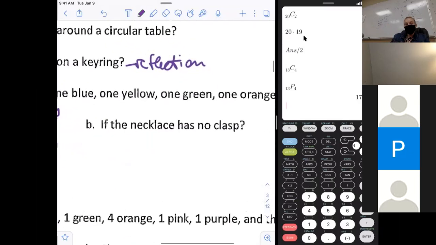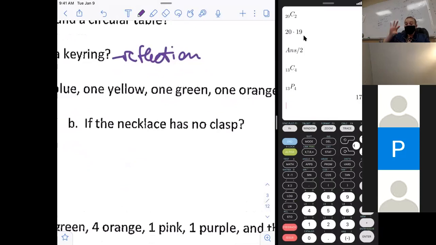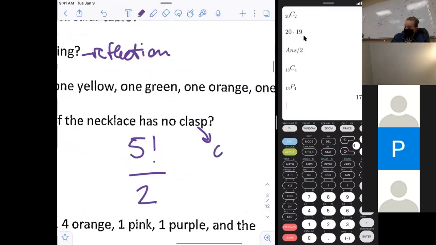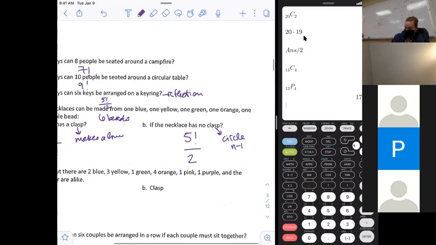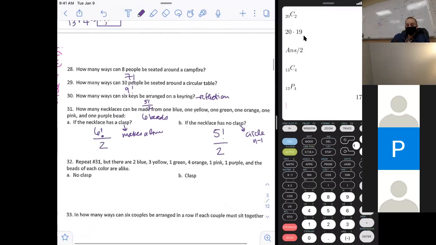If it has no clasp, then that means it's a true circle because it never opens up. It's always in that kind of rotation no matter where you're at. So I have to treat it like a circle. I have to do 5 factorial and still treat it like the keychain where it's reflected. 5 factorial divided by 2. So no clasp is like a circle. So we're doing n minus 1. Again, I'm not putting these in the calculator, but you're welcome to.